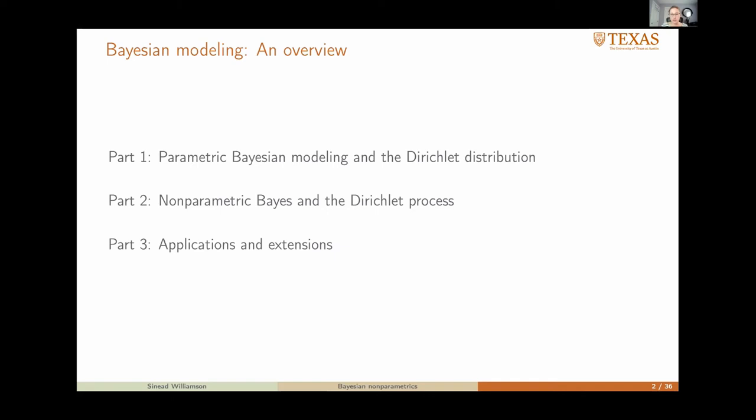Now, on Monday, we used very simplistic examples. Everything was a mixture of Gaussians. And that was so that we could understand what was actually going on in the prior. Today, I want to talk a little about how we can actually use these distributions to construct more complicated models. So I'm going to give two examples today, one surrounding modeling documents and one surrounding modeling networks.